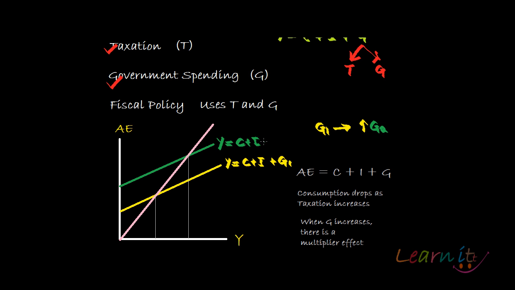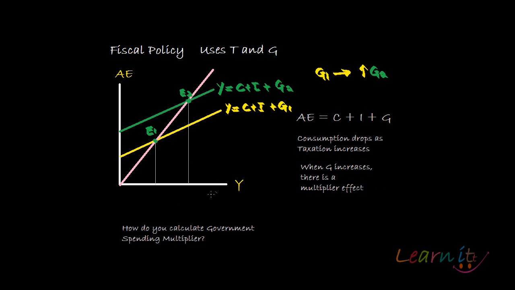So this will increase the amount of the aggregate expenditure and it will cut the 45-degree line at point E2. The earlier point was E1, this is E2. At E1 the level of equilibrium output was Y1 star. At E2 the level of equilibrium output is Y2 star.